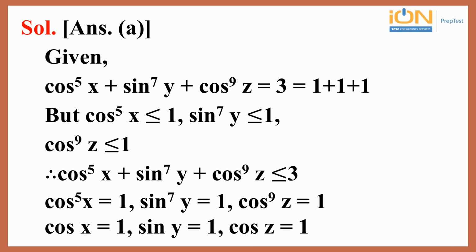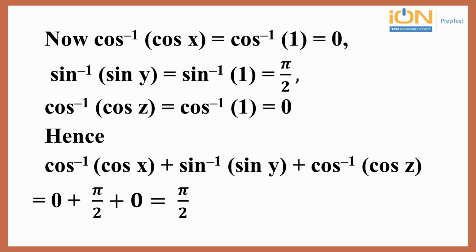So when can that equality to 3 hold good? When all of them are at their maximum, and all of them, because they're raised to odd powers, we get cos x has to be 1 and sin y has to be 1 and cos z is also 1.